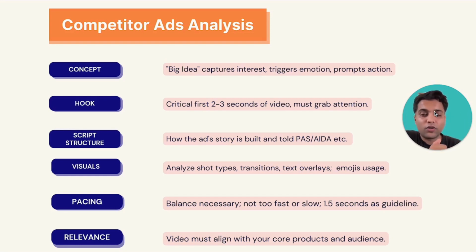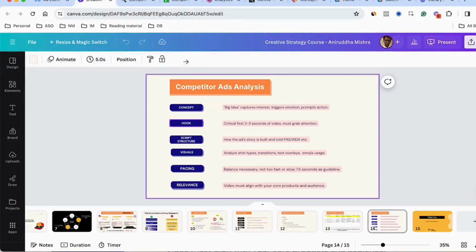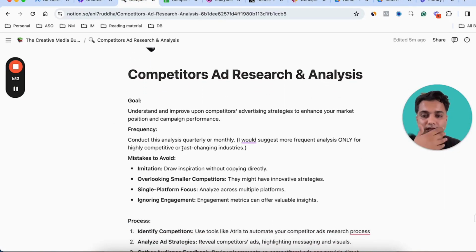Number 4, we want to also understand what are the big visuals, what are the important visuals they are using, right? How quickly shots are cut, how's the transition, how they're zooming, how are the emojis. And point number 5 is the pacing, right? You want to ensure how the pacing of those ads is also done. And point number 6, but very important, is the relevance of the ad with the landing page, with the product you are actually selling, right? So we have broken down this process here in step-by-step format.